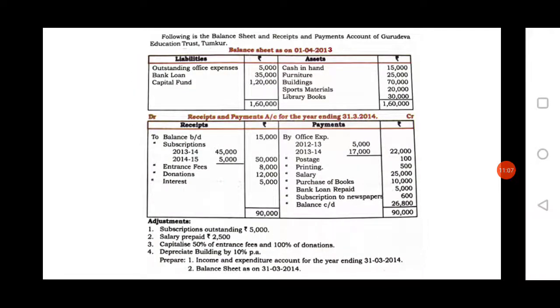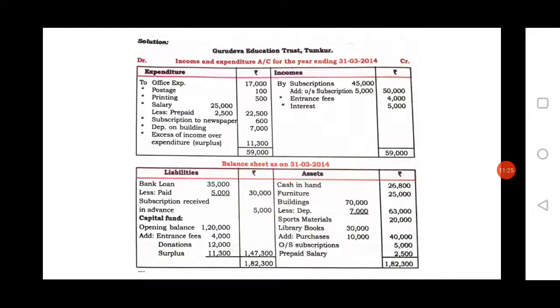Next, here on the receipt side, subscription 2014-15, 5,000 is given. That means next year's subscription received this year. Therefore, it should be considered as received in advance. Therefore, it is a liability. Therefore, you have to record subscription received in advance 5,000 on the liability side of the current year's balance sheet. Next, capital fund. In the capital fund, you have to record the opening balance first.